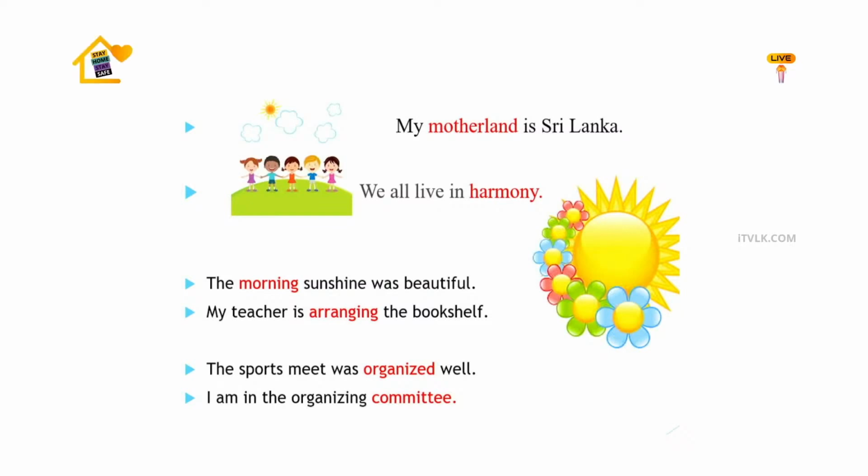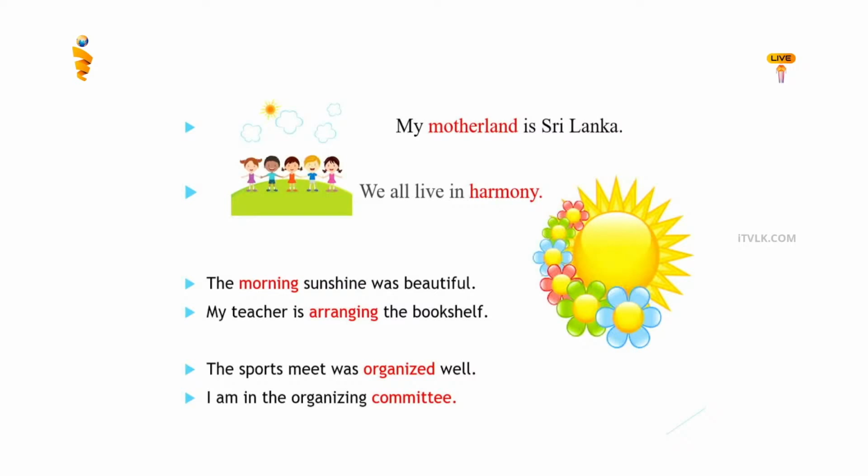And then harmony. How do you write a sentence for harmony? See, all these children in the picture are holding hands, and they are very happy and friendly, and very peaceful. So you call that situation, you call that they live in harmony. No fights, no arguments. We live in harmony. So we can say we live in harmony in Sri Lanka. The next word is a very simple word. It's morning. The morning sunshine was beautiful, or you can say is beautiful.